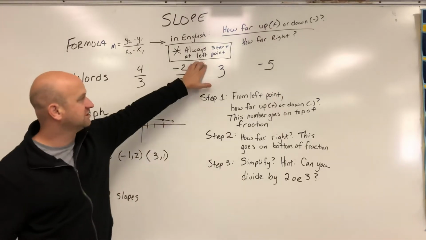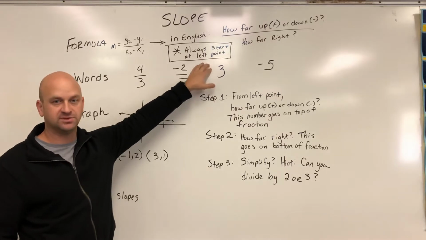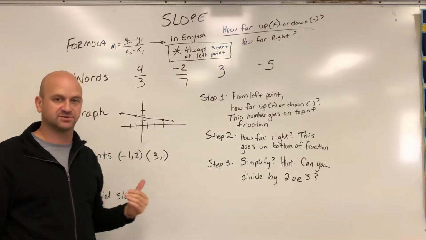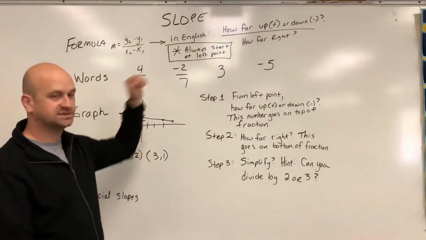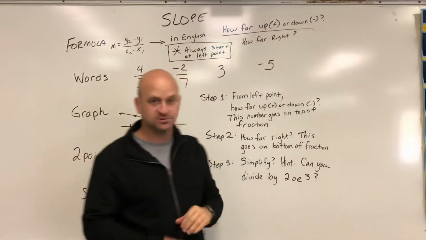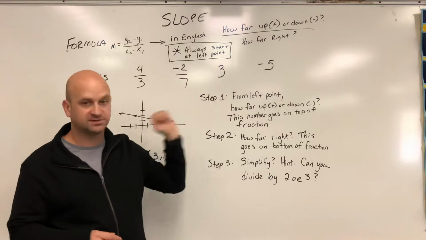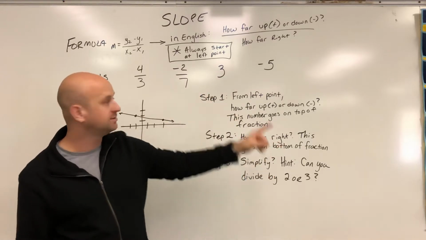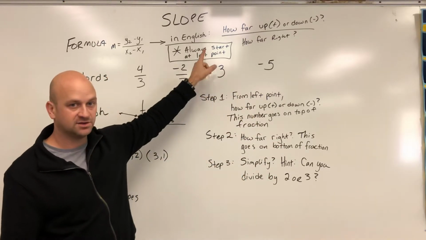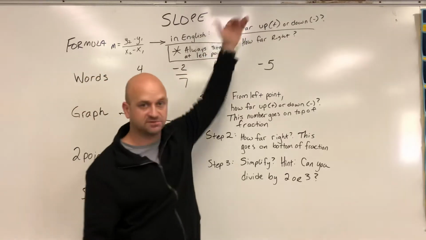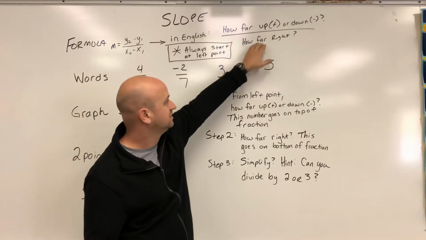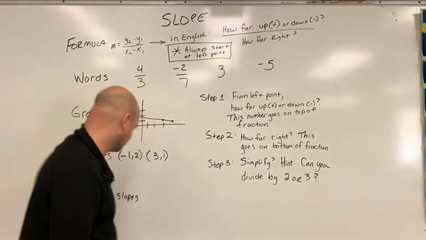Now, I always start with the leftmost point, and by doing this, I try to simplify things for you. So in English, what all this means is how far up or down do we go, and then how far to the right. And we're always going to the right because we start from the left. Okay, so consider these two things part of a fraction, top of the fraction, bottom of the fraction. So let's look at a couple examples.